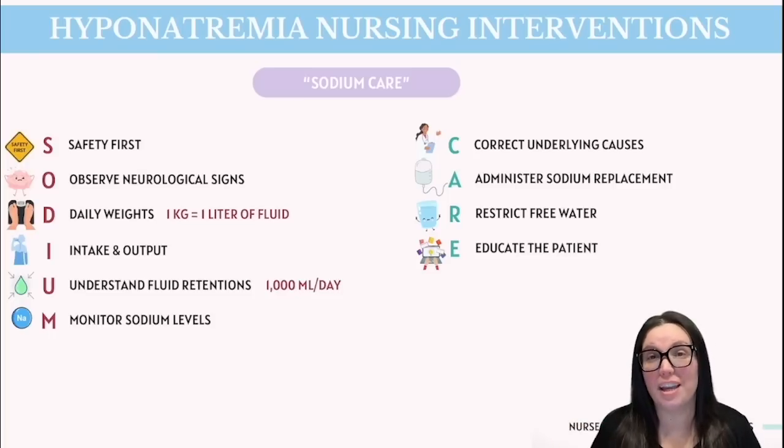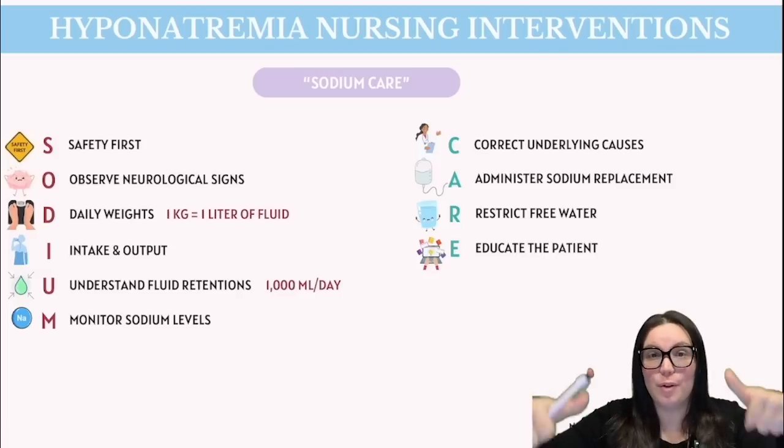D stands for daily weights. We want to weigh our patient at the same time each and every single day to monitor if we've got fluid retention or fluid loss. It's important to remember that 1 kilogram of weight gain is equal to approximately 1 liter of fluid being retained. So this helps us assess if treatment is either being effective or ineffective, especially in cases where we have fluid restrictions or hypervolemic cases. Intake and output is going to, again, be extremely important for these individuals because we want to track how much fluid is going in and how much fluid we're getting out.